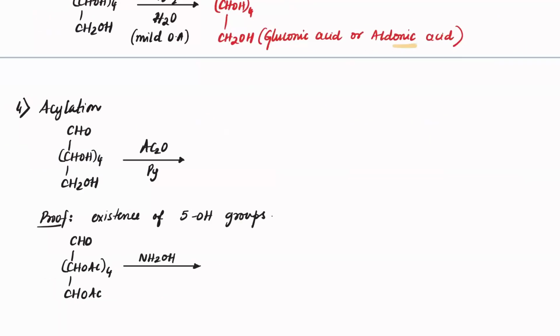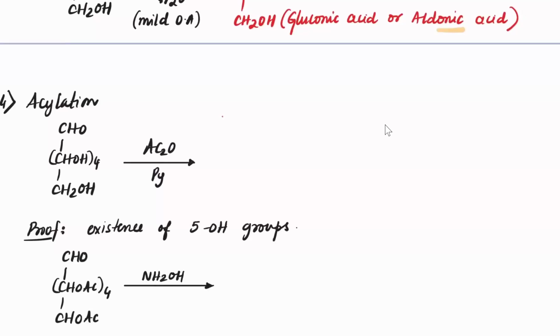Next is acylation. Acylation is when you react the glucose with Ac2O, which means an anhydride, in the presence of pyridine. So imagine if there was any alcohol present, they should convert into esters, undergo esterification. Okay, it should undergo esterification. Clear?